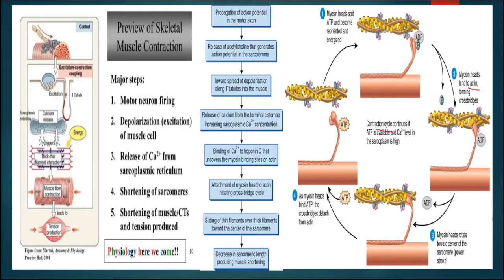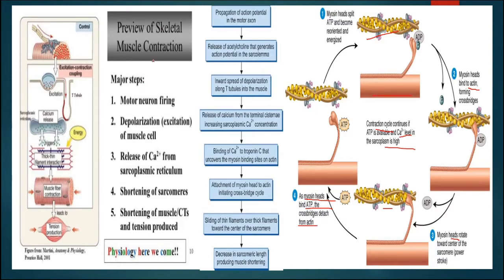Now, in the contraction cycle, ATP is available and the calcium ion level becomes high in the sarcoplasm, and the myosin head rotates toward the center of the sarcomere. All these are aided by the energy from ATP. As the myosin head binds ATP, the cross bridge detaches from actin and it becomes free. Again the cycle will repeat. In this way the movement or the sliding will take place with the help of these two types of proteins, known as thin filament as well as thick filament.